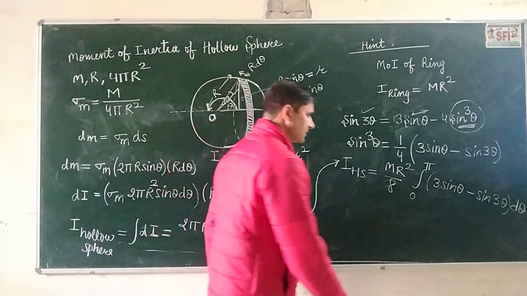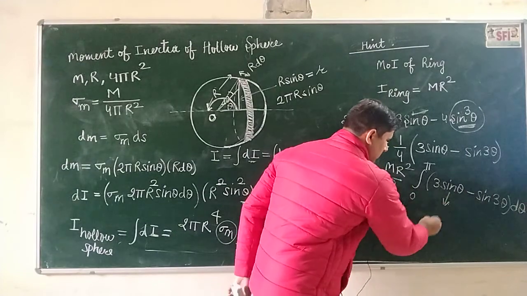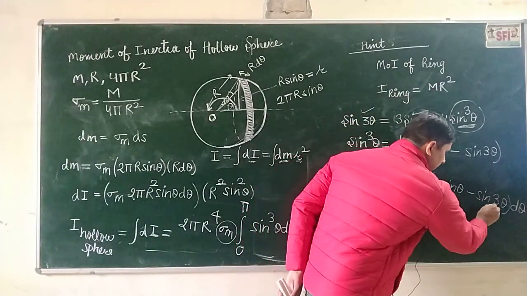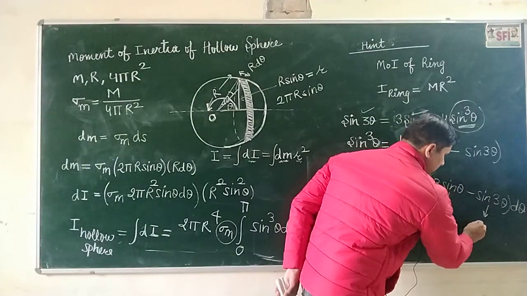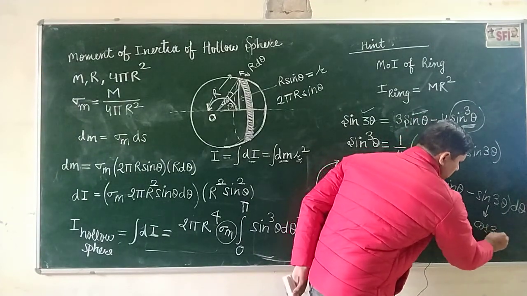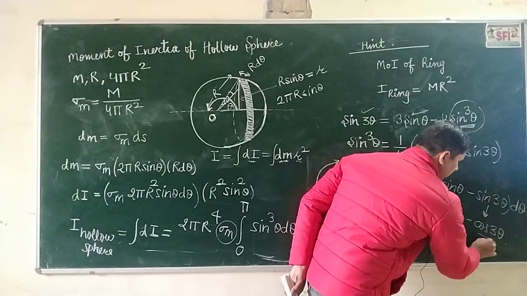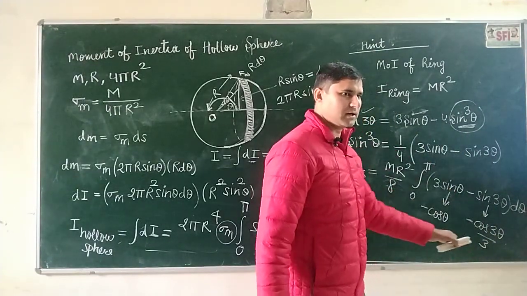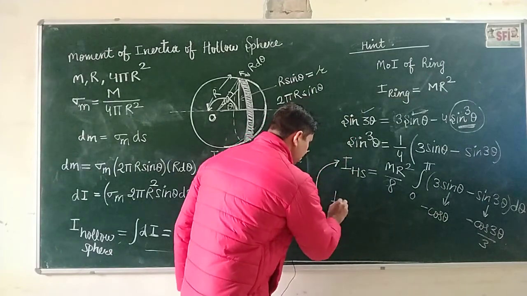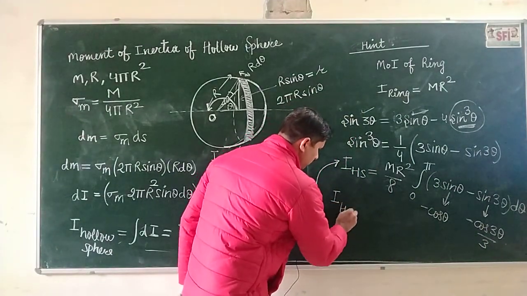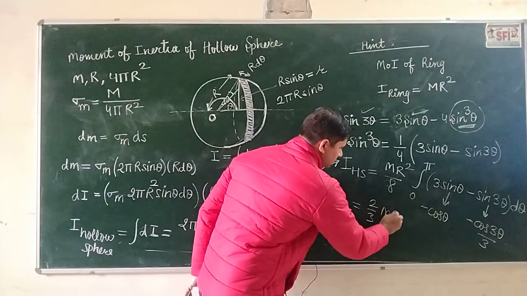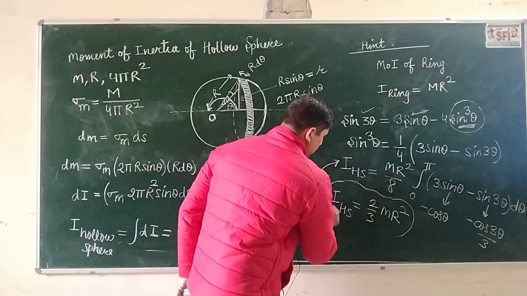Integration of sine theta will be minus cos theta, and integration of sine 3 theta will be minus cos 3 theta by 3, and you are just to put the limits 0 to pi, and you can solve, and finally you will get the moment of inertia of hollow sphere, that is 2 by 3 mr square.